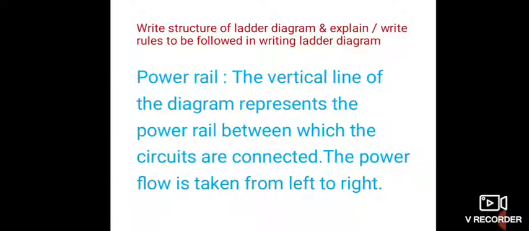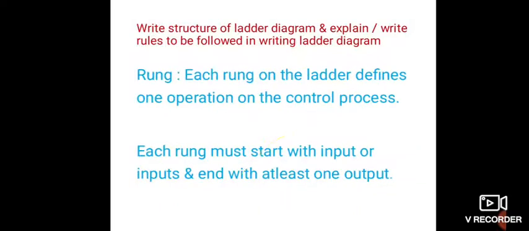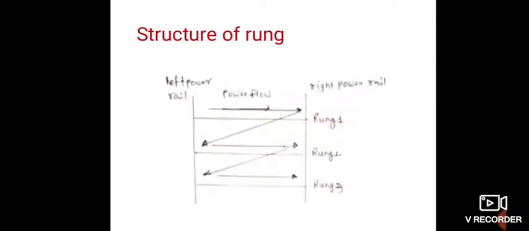The rules to be followed while writing the ladder diagram. First, there must be two power rails. The vertical lines of the diagram represent the power rails between which the circuits are connected. The power flow is taken from left to right, not from right to left. Each rung on the ladder defines one operation on the control process. Each rung must start with one or more inputs, and it should end with at least one output.